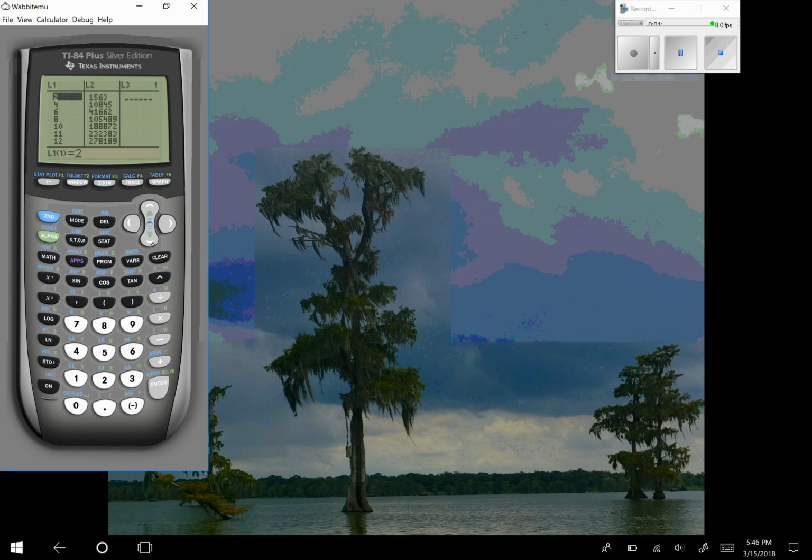So go ahead and pause the video and put your data points in. So you're just putting all the years in list 1, and then, of course, the number of cases in list 2. And then once you have that done, unpause the video, and then we'll go ahead and look at the different regression features that we have in our calculator.